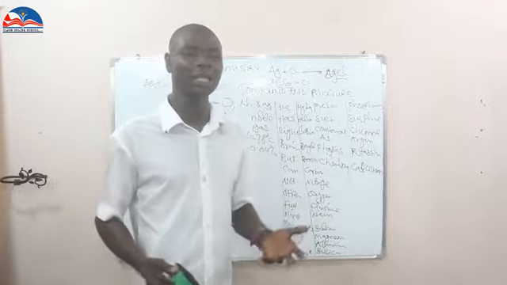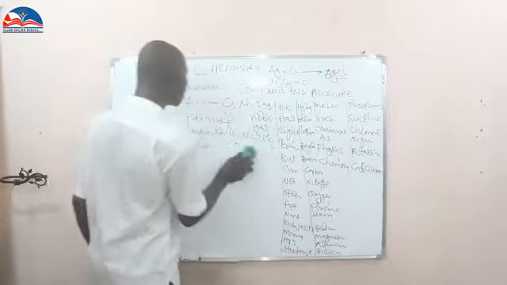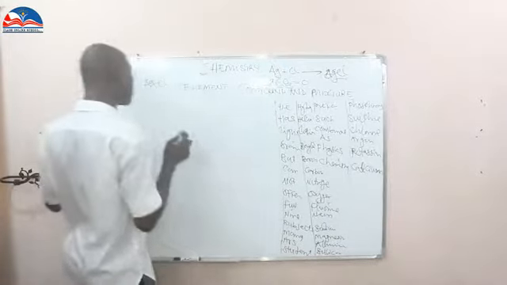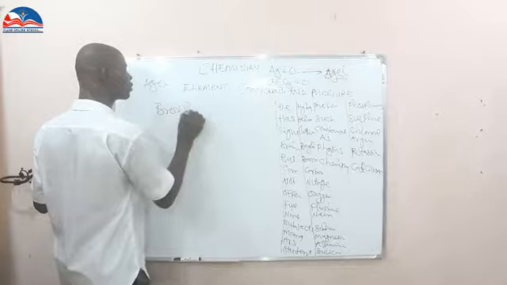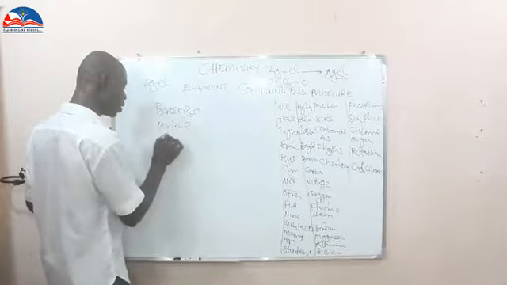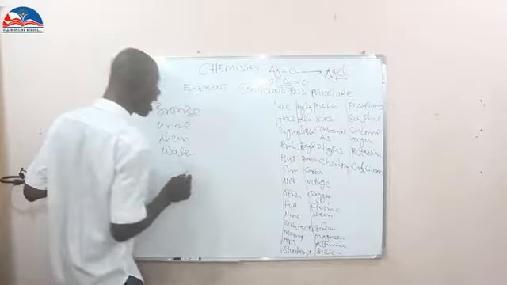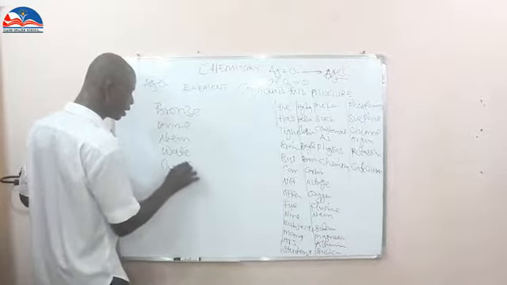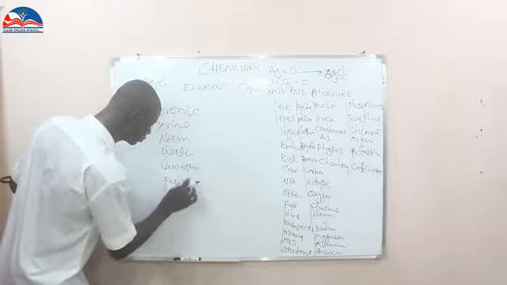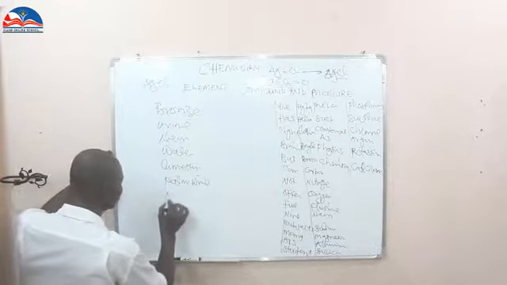Classify each of the following into element, compound, and mixture. And they will put something like this. Example: bronze, urine, neon, water, limestone, palm wine, and also argon.